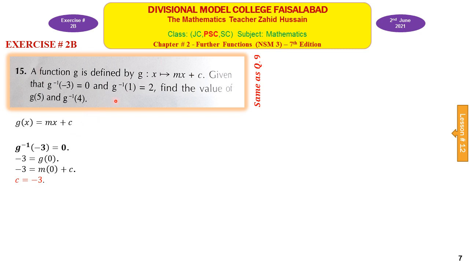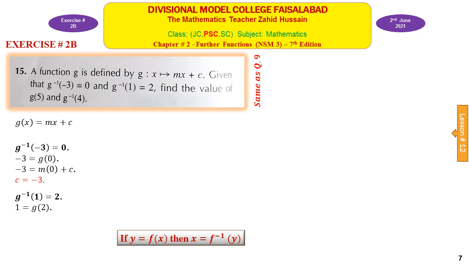The second condition is g inverse 1 is equal to 2. Using the definition of the function and inverse function, we can write 1 is equal to g of 2. Replace x by 2 in the function g. We get another equation which is 2m plus c equal to 1. The value of c has already been found. c is equal to minus 3.